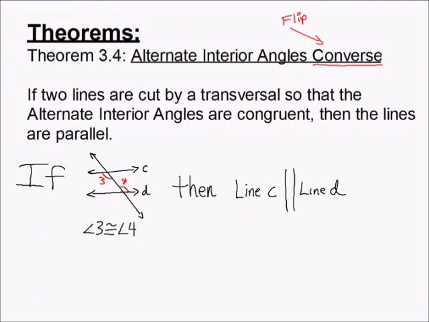Theorem 3.4, same thing. If two lines are cut by a transversal so that the alternate interior angles are congruent, then the lines are parallel. So if angle 3 and angle 4 are congruent, then line C is parallel to line D.